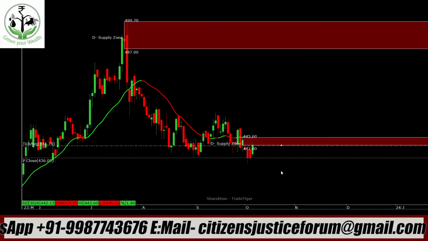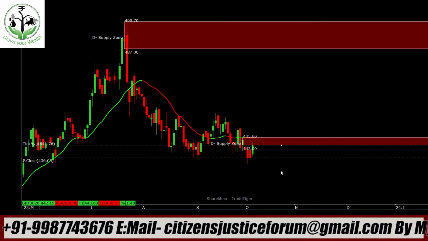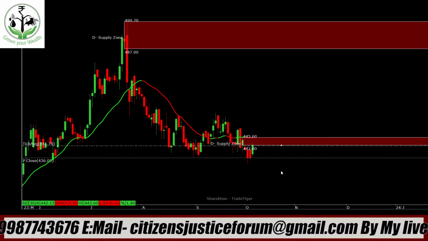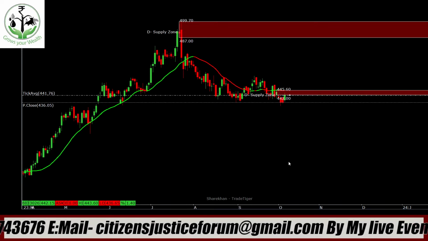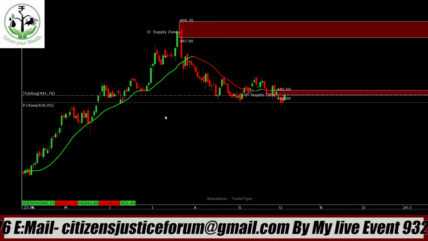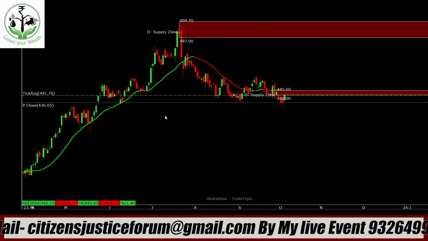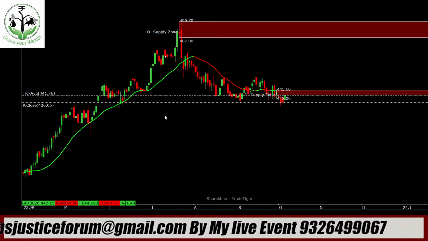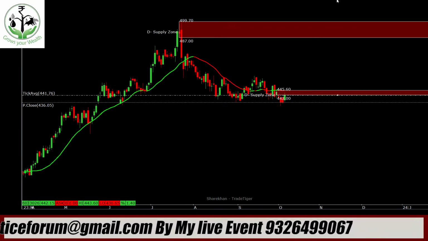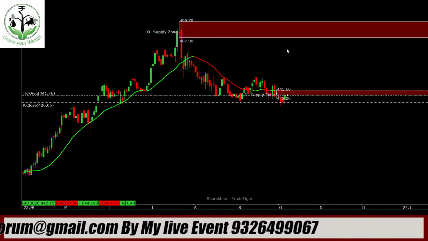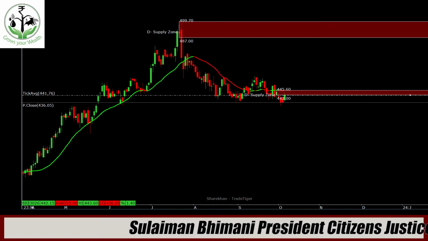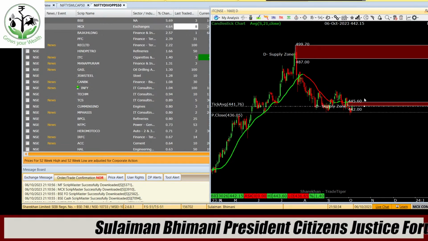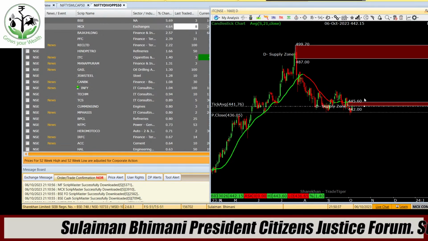And if you have risk taking capacity, and if it goes down below this 436 and you are happy with a loss of 15 rupees per share, then you can buy Monday morning at the opening rate and wait for the ITC to go up to 487 rupees. So this is what I will suggest for the ITC, or you can trade in the future also.